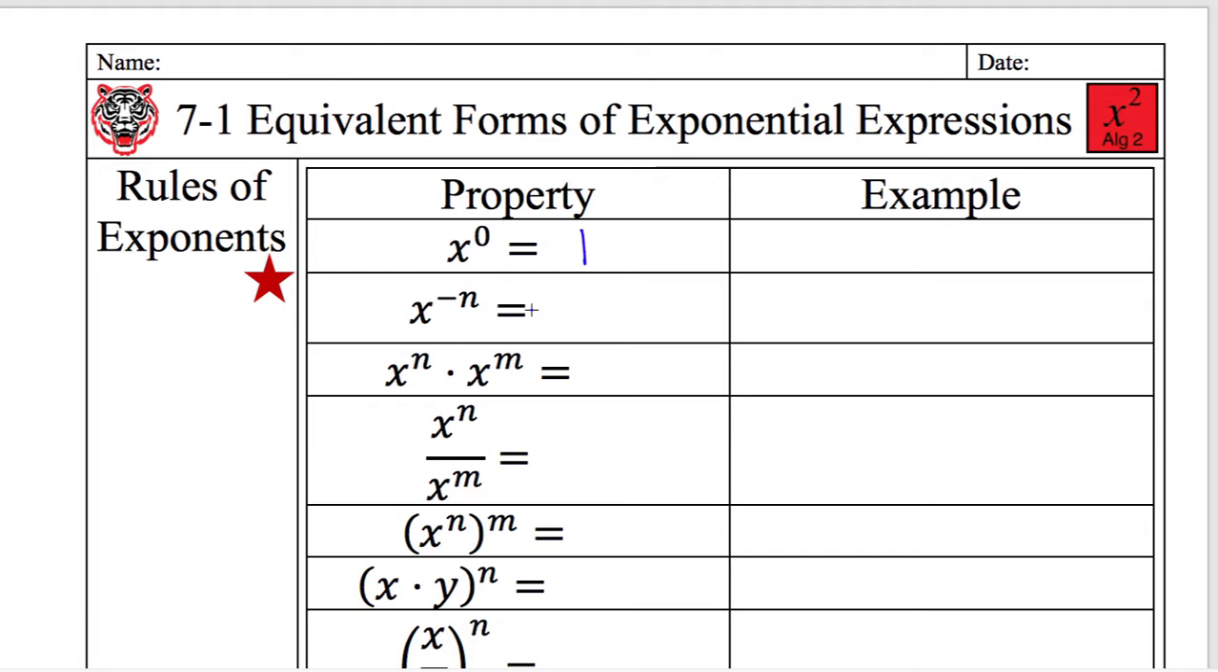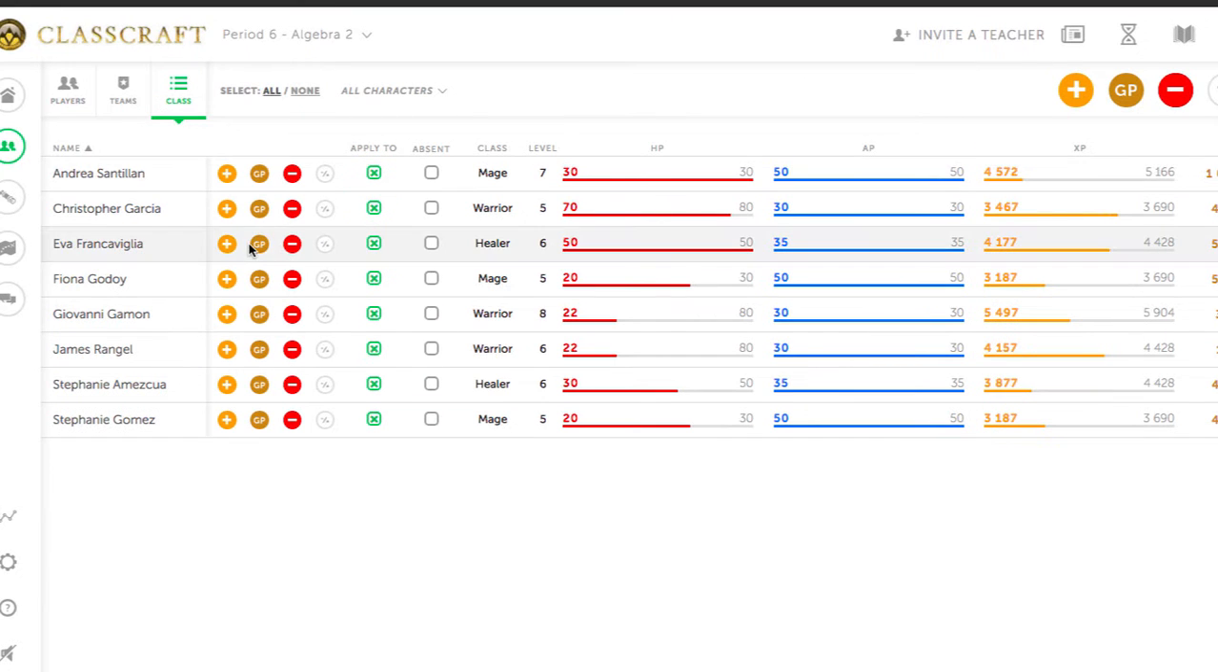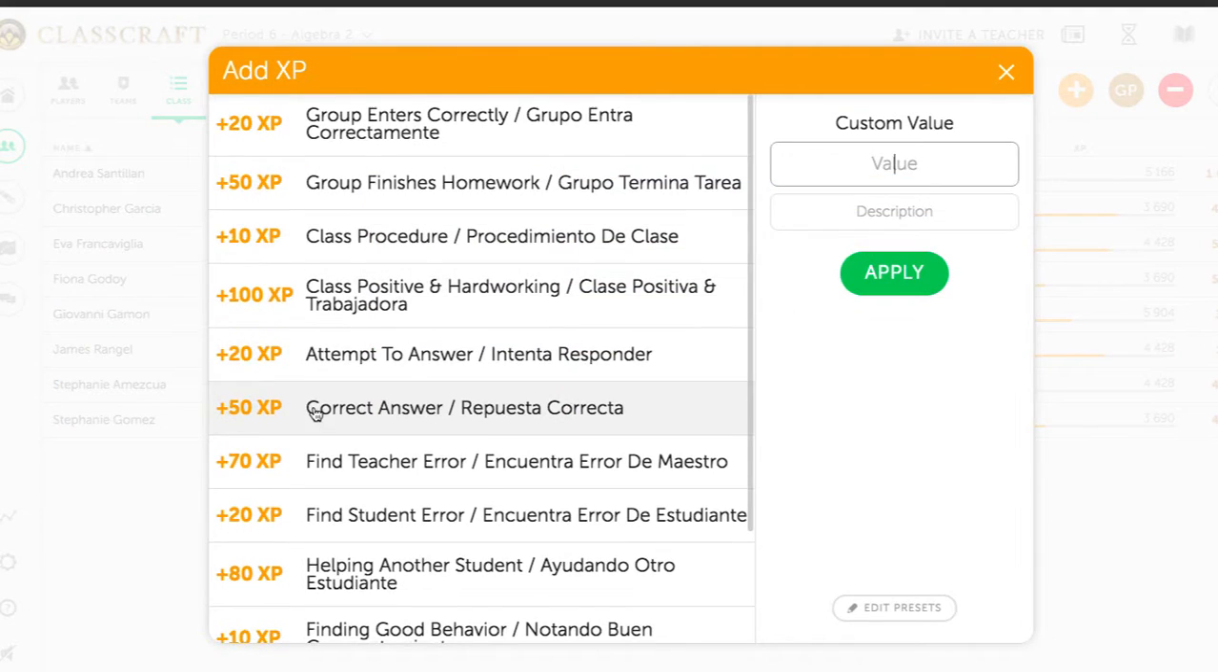Okay, x to the power of negative n is what? How do I rewrite that with a positive exponent? I'm sure I could talk to Sergio and he would be able to tell me because he's in Algebra 1 and knows this really well, right, Sergio? X to the power of negative n is 1 over x to the power of n. Thank you.